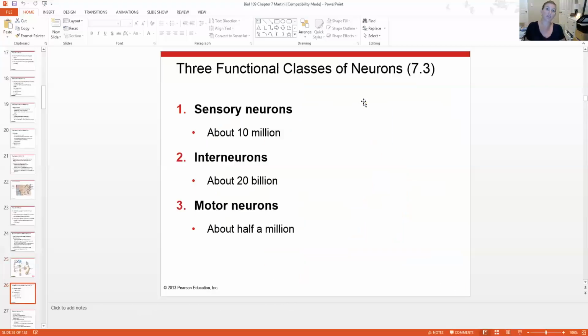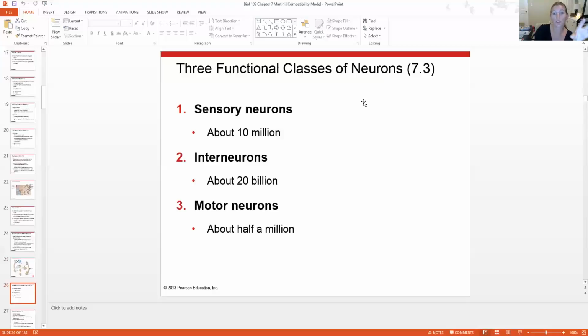So let's talk about the functional classifications of neurons. We've talked about the structural neurons, right? Multipolar, bipolar, unipolar. We've talked about the functions of them. We've talked about the types of nerve cells in general. You can have a neuron or a neuroglia. Now we have functional classes. So these nerve cells can either be sensory, interneurons, or motor neurons.